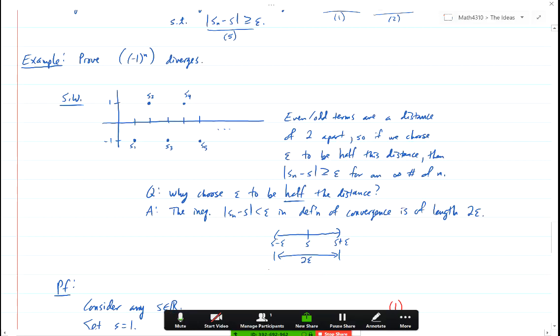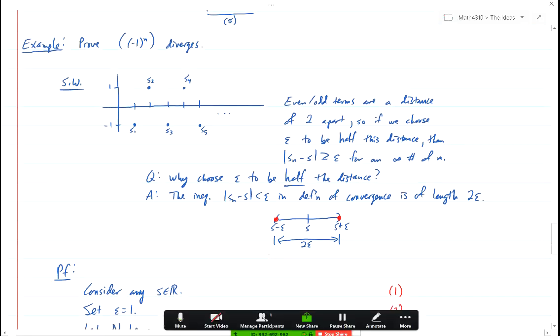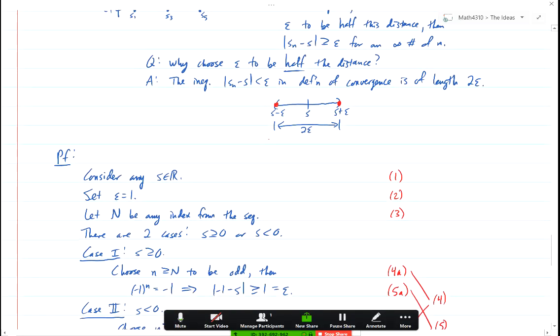All right. So if we know that there's some epsilon to where terms on the sequence are here and here, then we have that the terms are an epsilon distance away from S, right? No matter what S value, I guess, we pick. So let's formalize that here.